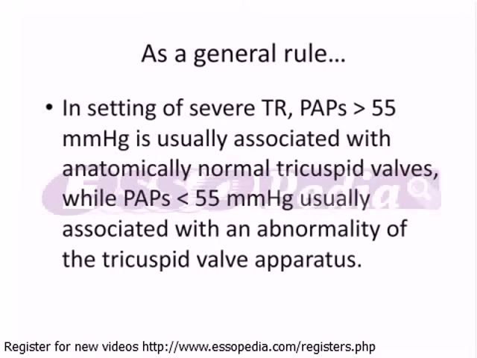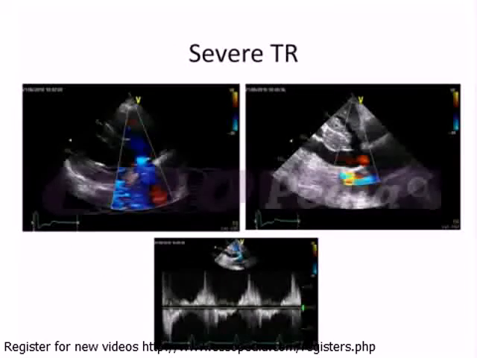Here we see an example of severe tricuspid regurgitation. In the upper left panel, we have the RV inflow view with a large jet going from the right ventricle into the right atrium. In the upper right-hand view, we see systolic flow reversal going into the inferior vena cava and the hepatic veins, and in the lower panel, we see the same phenomenon by pulse Doppler in the hepatic veins, where we have significant systolic flow reversals.